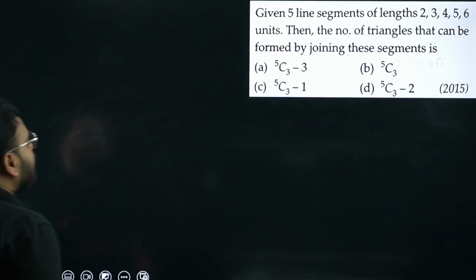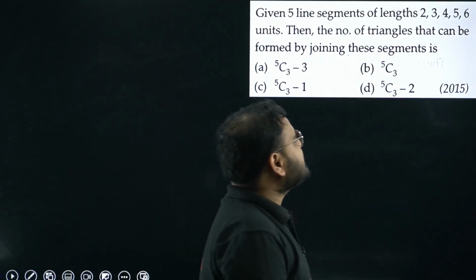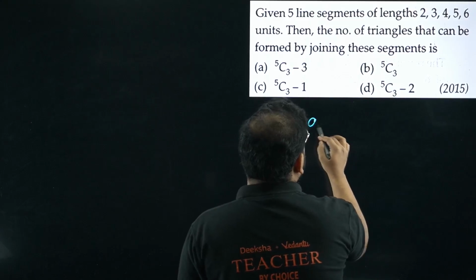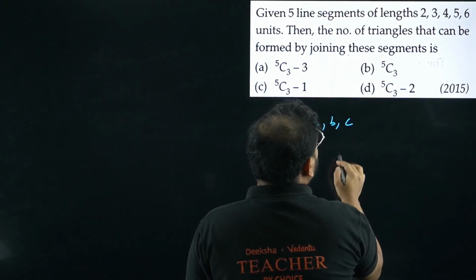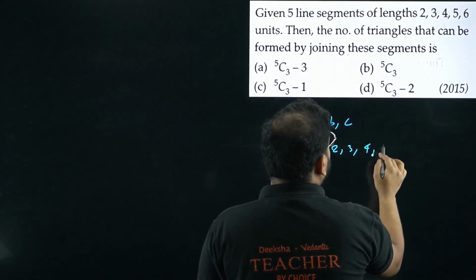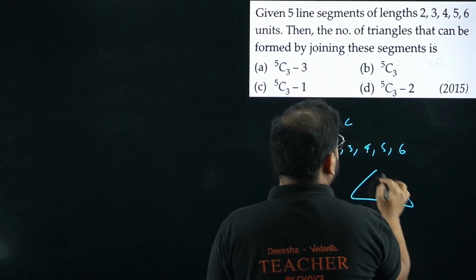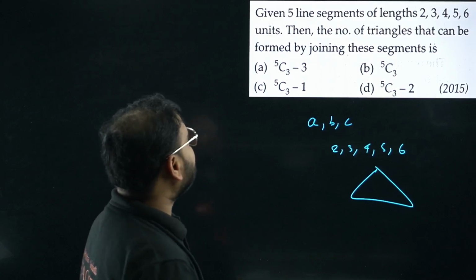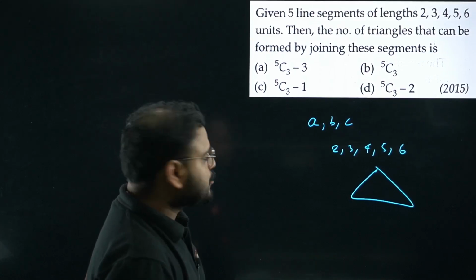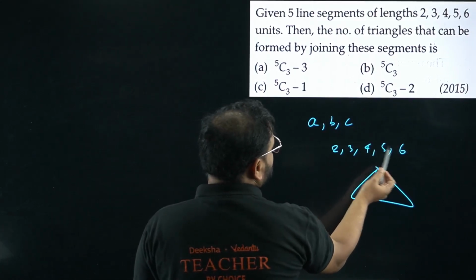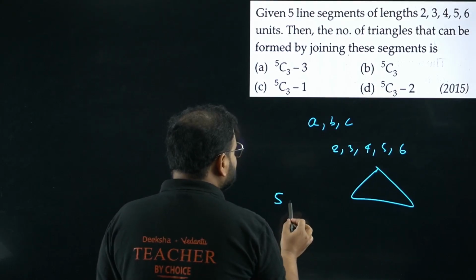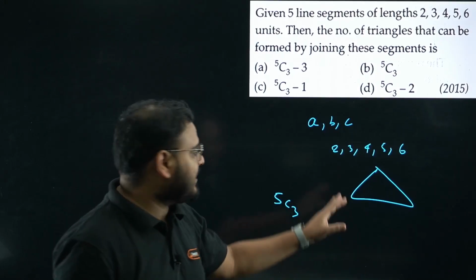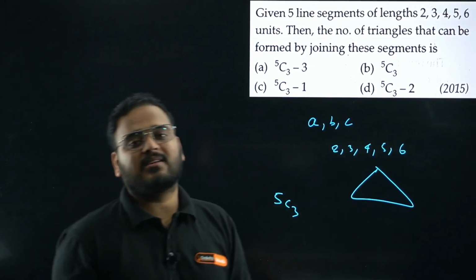Next, we are given 5 line segments of lengths 2, 3, 4, 5, 6. These are the values of A, B, C for a triangle. We need the number of triangles that can be formed by joining 3 segments. Out of these 5 numbers, I have to choose 3 at a time, because I need 3 lengths to make a triangle.